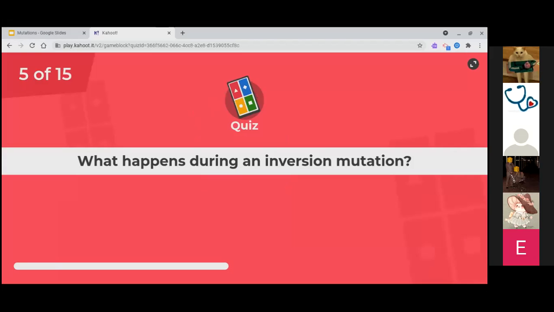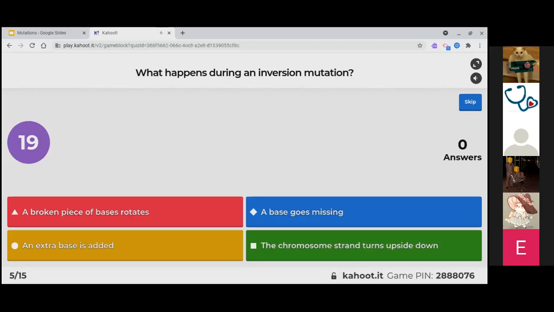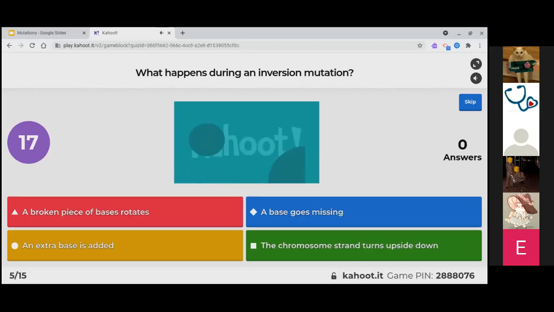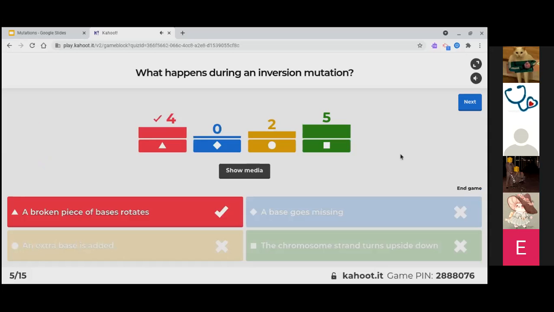Okay, what happens during an inversion mutation? A broken piece of base rotates, a base goes missing, an extra base is added, or the chromosome strand turns upside down. Okay, so the correct answer is a broken piece of base rotates. I think this is a hard question.